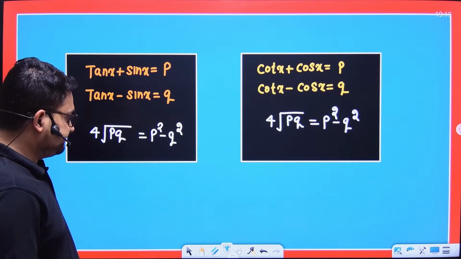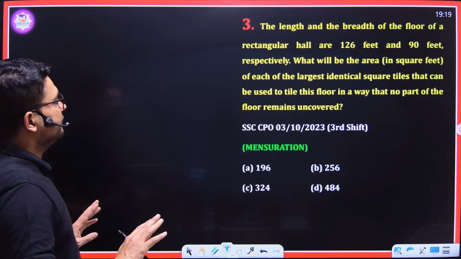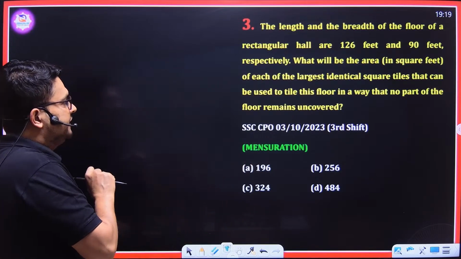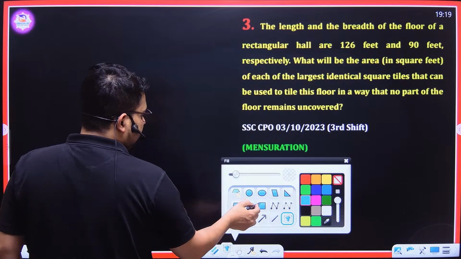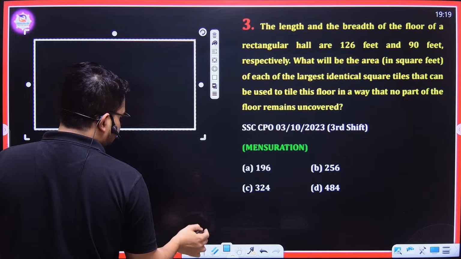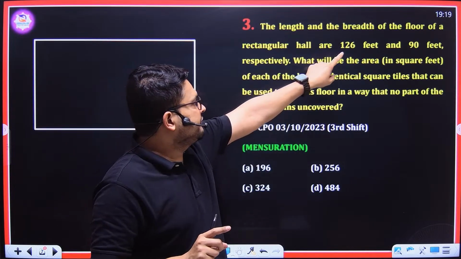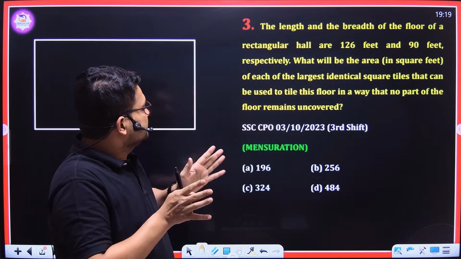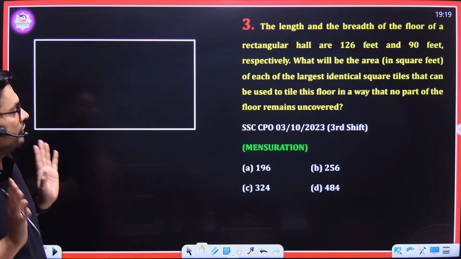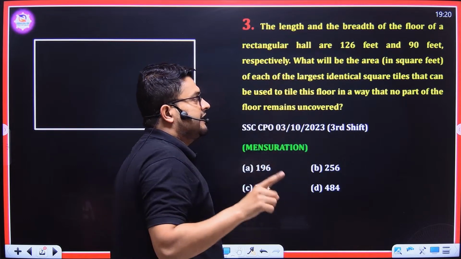We have the next question. That is question number 3. The length and breadth of the floor of a rectangular hall are 126 feet and 90 feet. These types of questions you can do directly in your examination. We have to fit tiles in that rectangular floor, and the question is what will be the area in square feet of each of the largest identical square tiles?